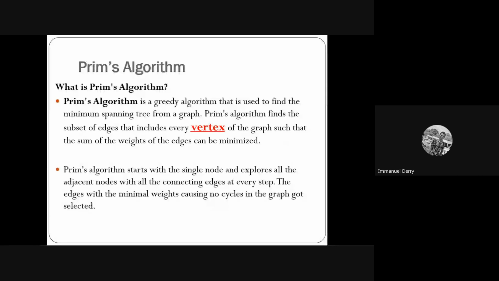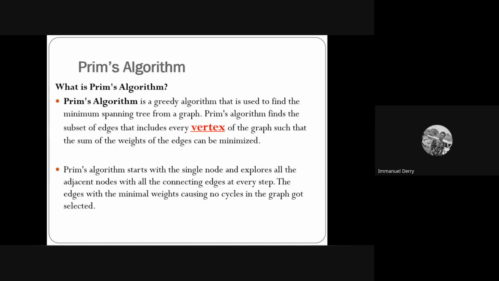Prim's algorithm is a greedy algorithm that is used to find the minimum spanning tree from a graph. It finds the subset of edges that include every vertex of the graph such that the sum of the weight of the edges can be minimized. Prim's algorithm takes care of only the vertices, or the nodes that we have. So it considers the nodes, not the edges. Kruskal considers the edges.